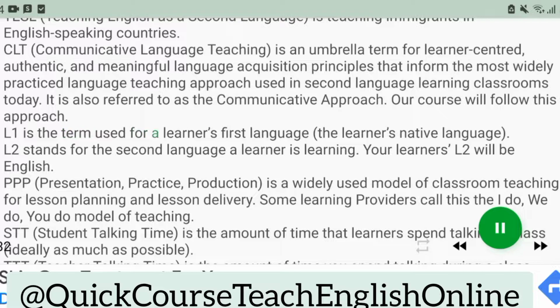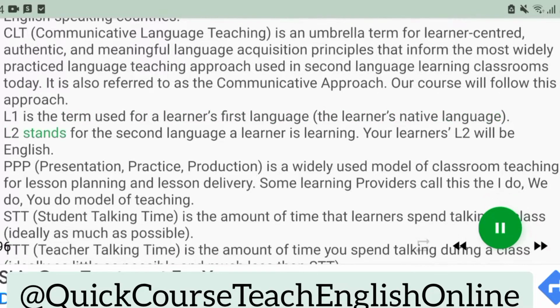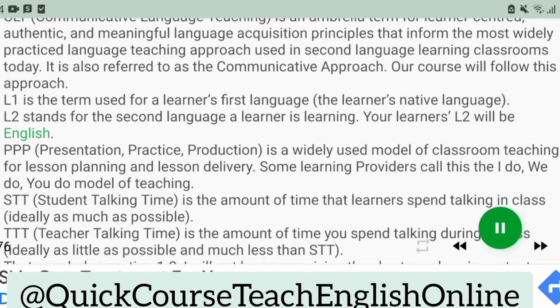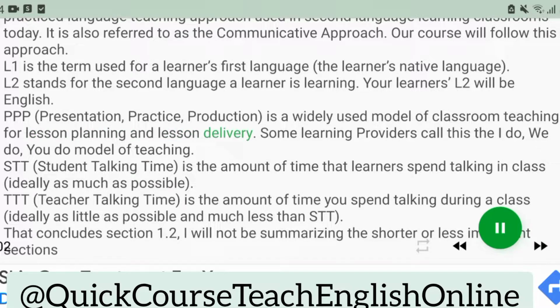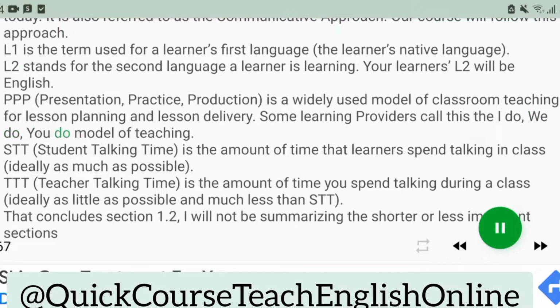L1 is the term used for a learner's first language, the learner's native language. L2 stands for the second language a learner is learning. Your learner's L2 will be English. PPP, presentation, practice, production, is a widely used model of classroom teaching for lesson planning and lesson delivery. Some learning providers call this the I do, we do, you do model of teaching.